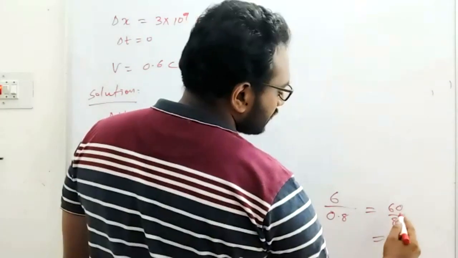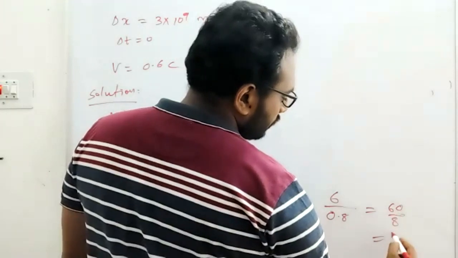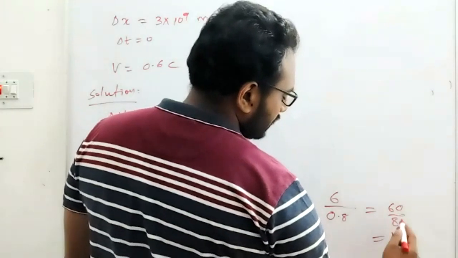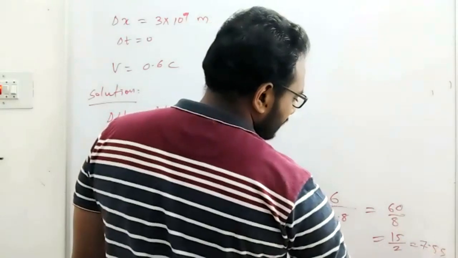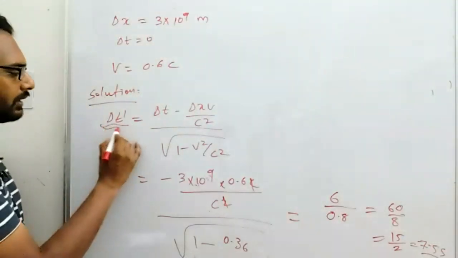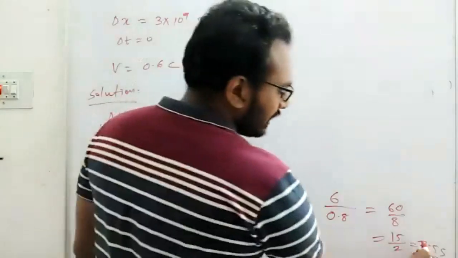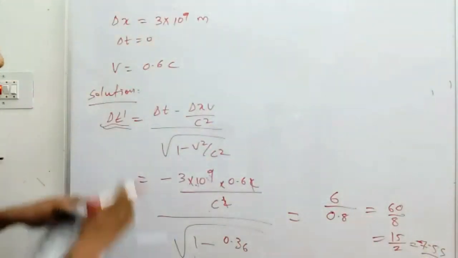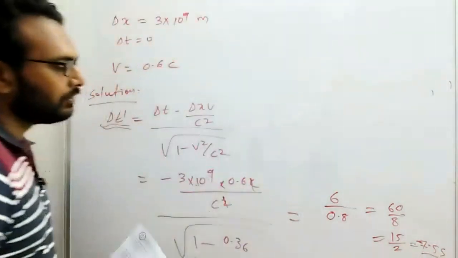Right. So you can say this is equal to 15 by, you just divide by 4.2. That's equal to 7.5 seconds. There's a minus here because we are talking about the time difference. This minus tells us which event happened earlier. That's all. But you are just asked delta t prime, so it is 7.5 seconds.